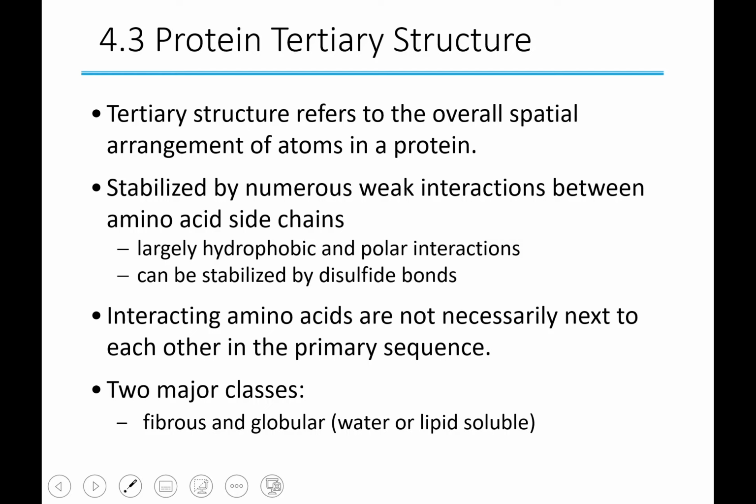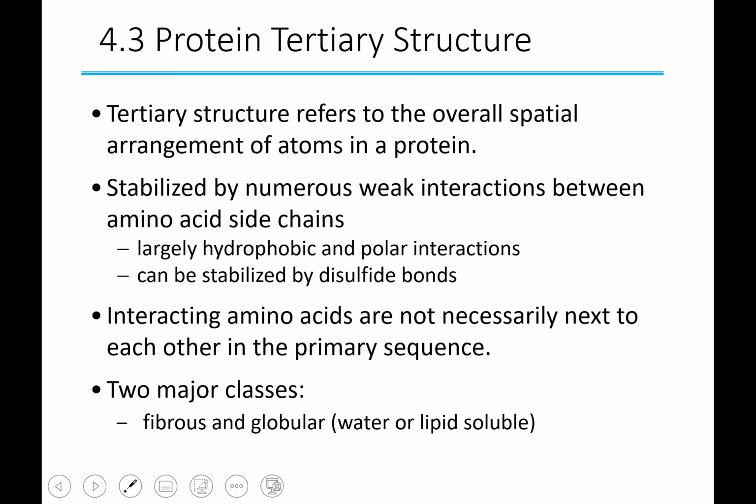Tertiary structure refers to an overall spatial arrangement in 3 dimensions of the atoms in a protein. And a tertiary structure is going to be stabilized by numerous weak interactions. Primarily we're thinking of these as due to the side chains of the amino acids. Hydrophobic interactions play a huge role. Other polar interactions as well.